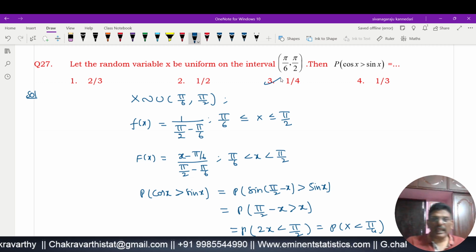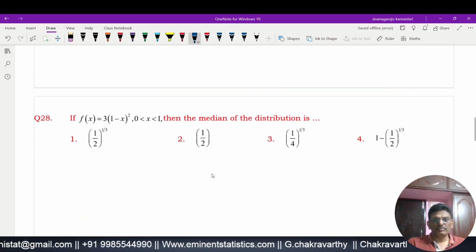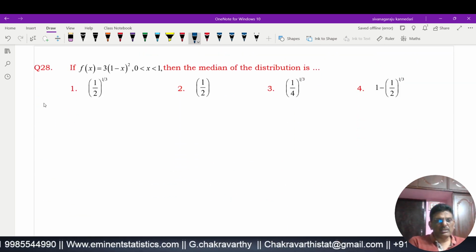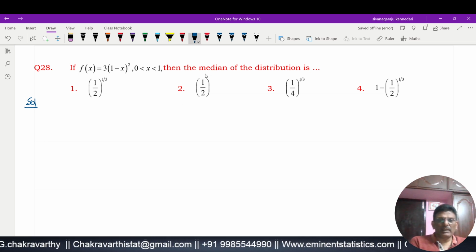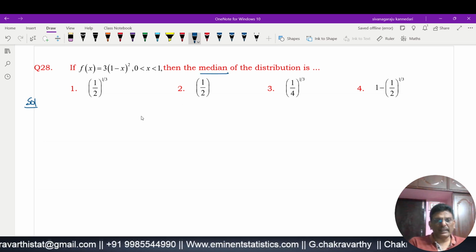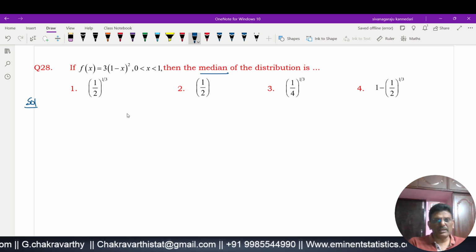Within 1 minute, we can easily solve this problem. Problem 28 also: here the CDF is required to calculate the median. That is a shortcut technique, so we can also calculate the median directly. But it is also the same as the CDF.